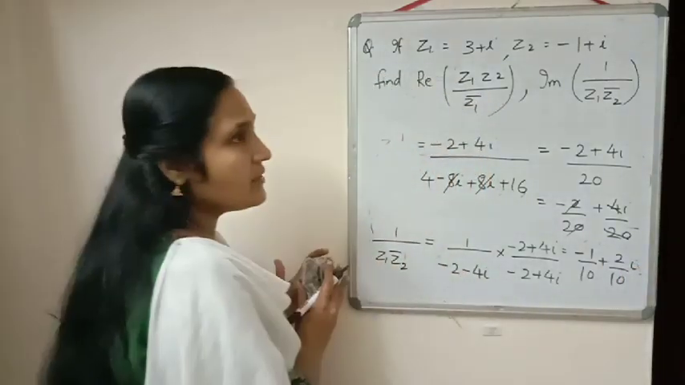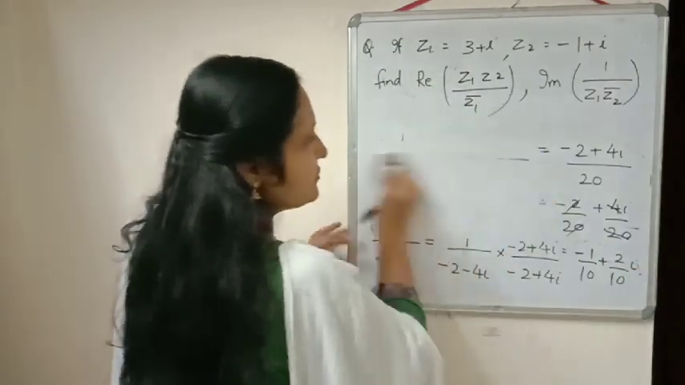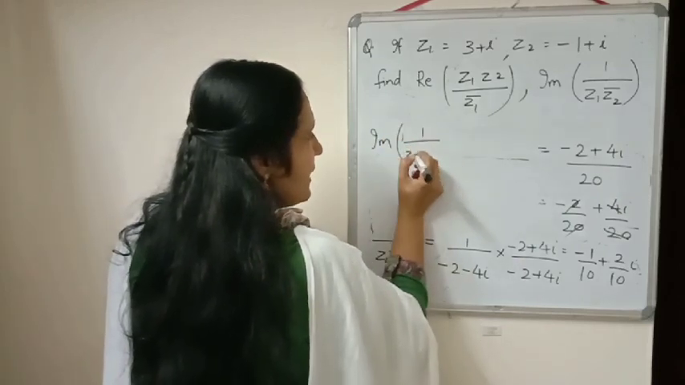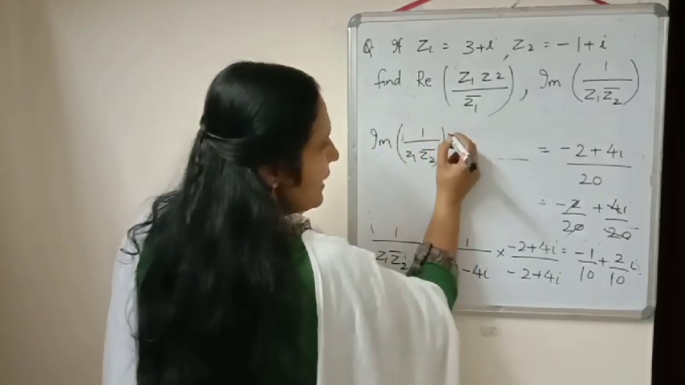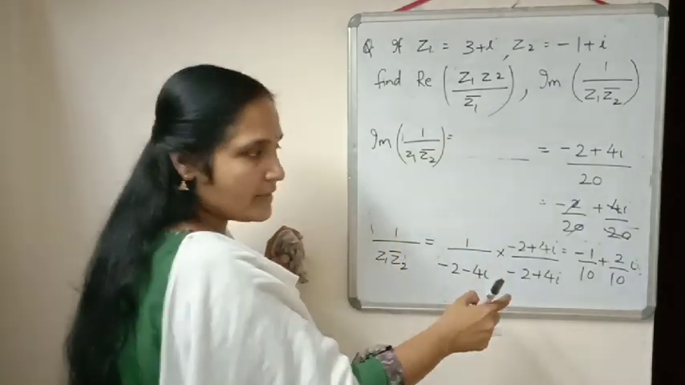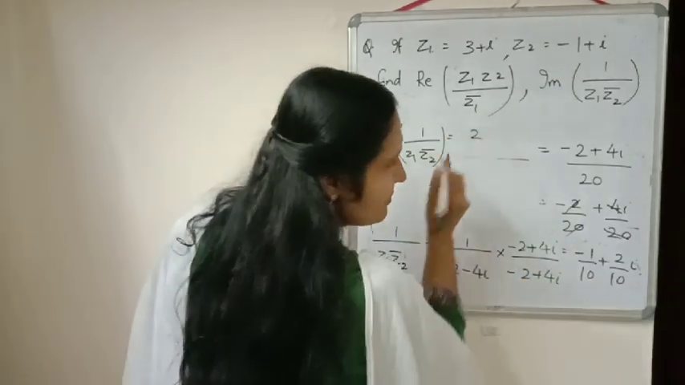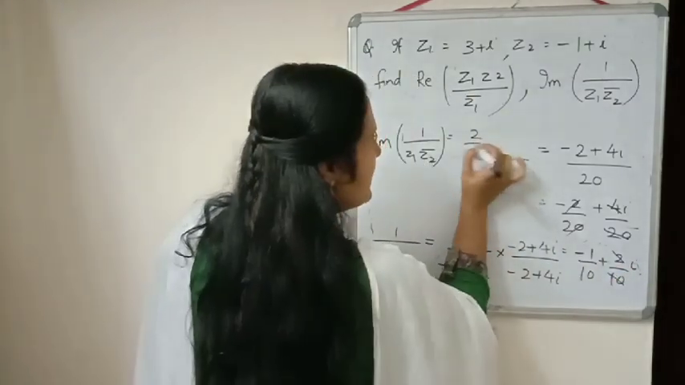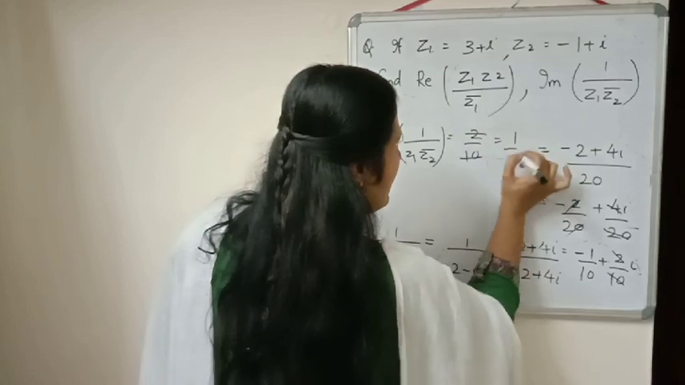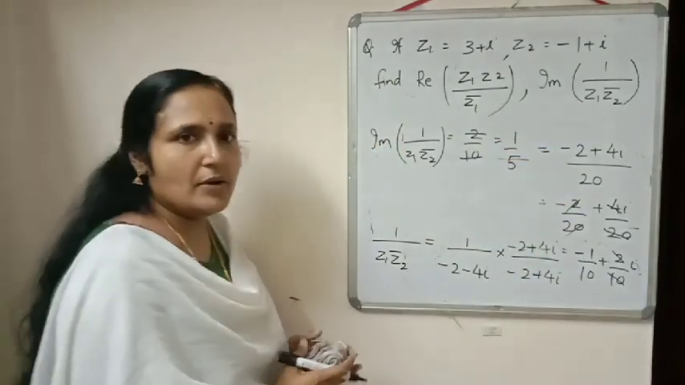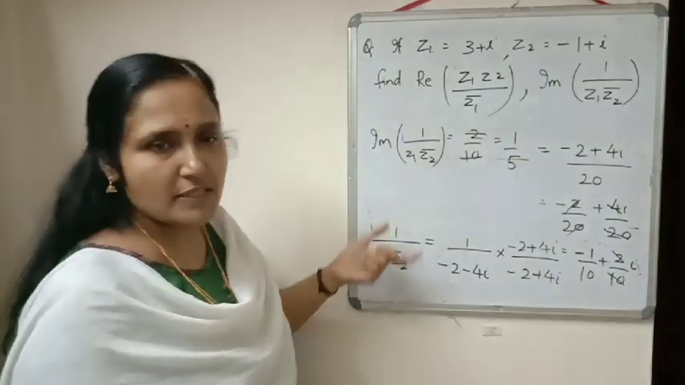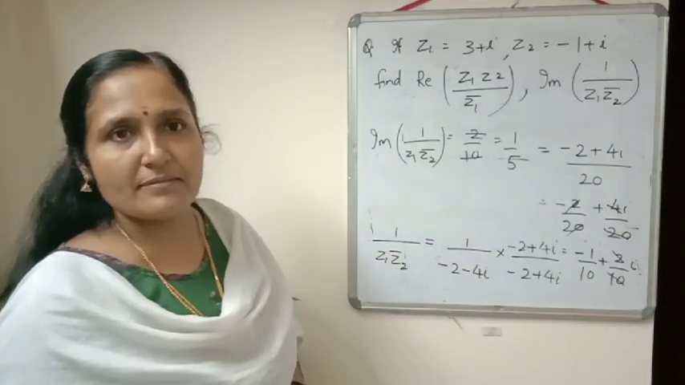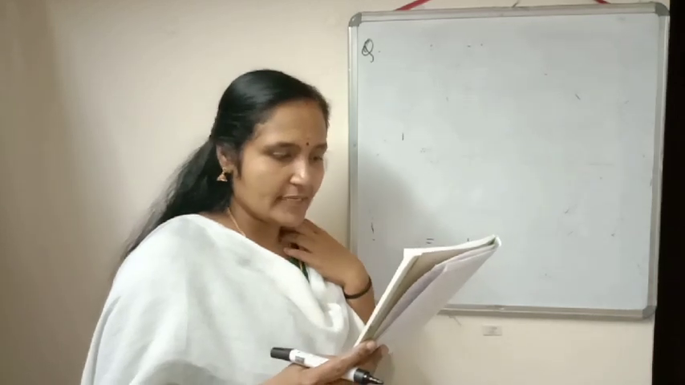And what we need in the question? Imaginary part. So just write down the answer. Imaginary part of 1 by Z1 into Z2 bar is equal to, what is the imaginary part here? Yes, correct. 2 by 10. Here once again we can cancel. So it will be equal to 1 by 5. So imaginary part is equal to 1 by 5. So I hope this question is clear to you. Now we will move to the next question.